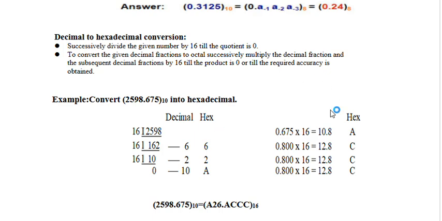So for the fractional part, similarly we have to do multiplication with the base. What is the base of this hexadecimal? Which is 16. So 0.675 into 16. Where the fractional part becomes 0, there we have to stop. And we have to note down the final steps from top to down, which is A C C C. So this is the final result.